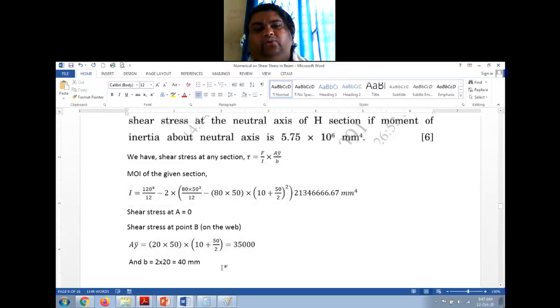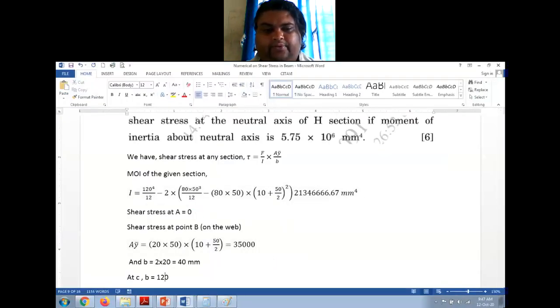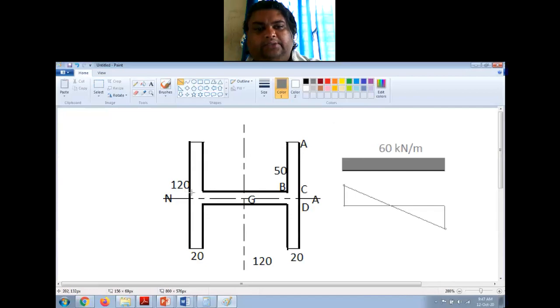For C, you have to do the same thing, right? At C, the value of b will be equal to this complete width, that is 120 mm. And at neutral axis, you have to consider this rectangle above the neutral axis also, right? So that is how you are going to do it.